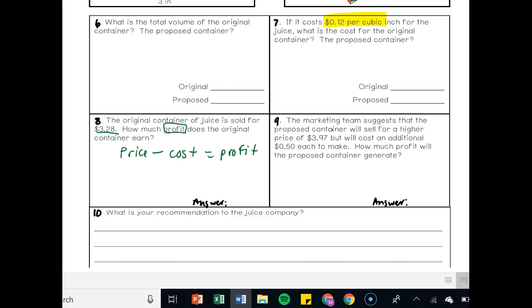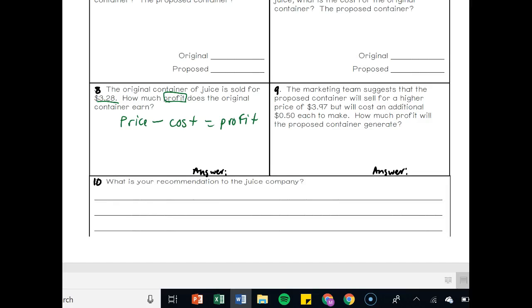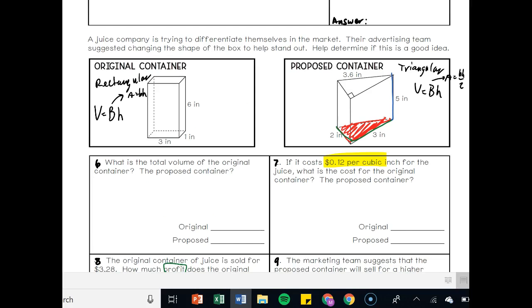And then question 9, again, is related to that profit equation. And then number 10, you're going to recommend which container the company should use. You obviously want to make the most money out of it, so you want to build the cheaper one.